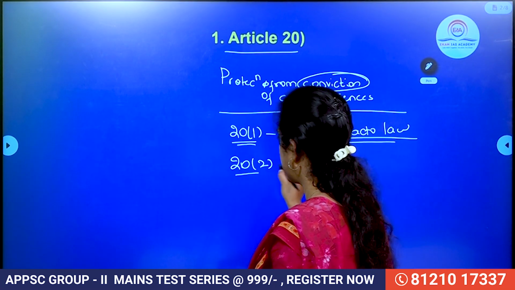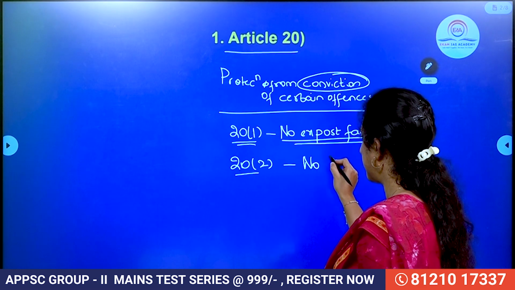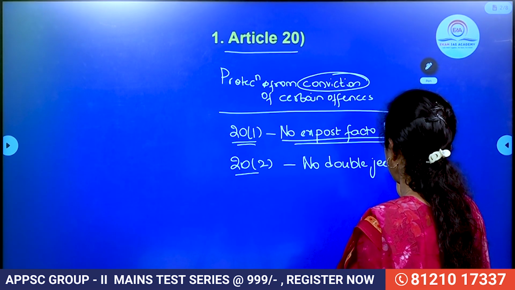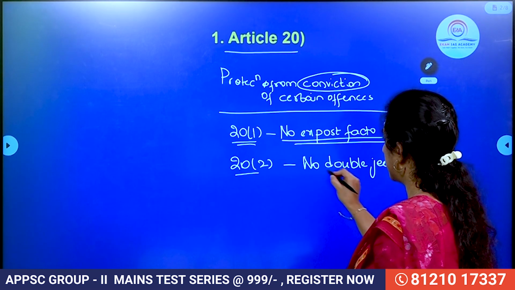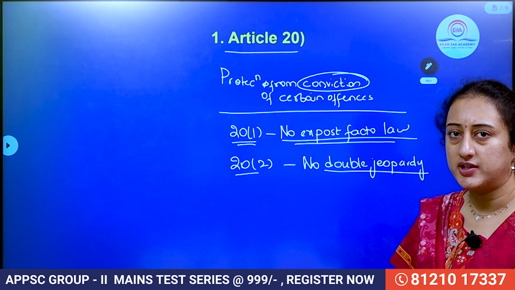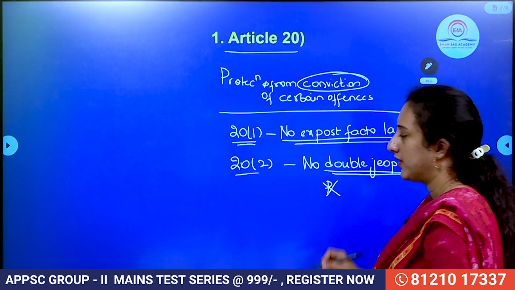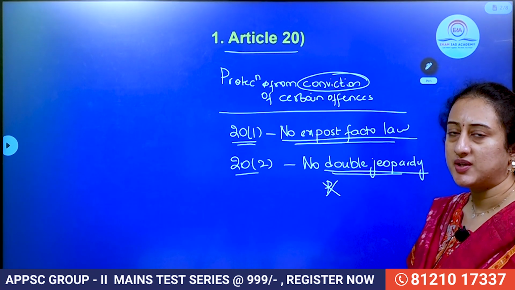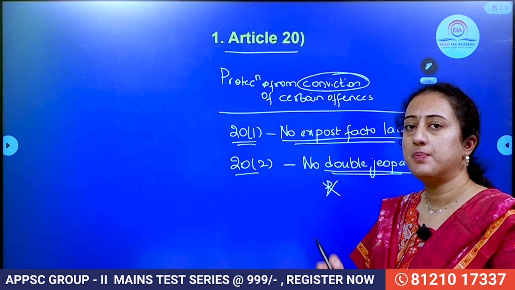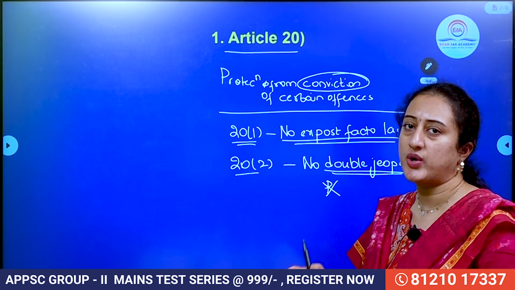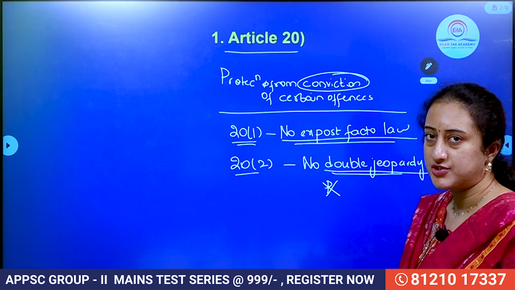Then Article 20 clause 2 talks about no double jeopardy. So what is the meaning of this particular term? No double jeopardy means one person cannot be punished for the same offense twice. That means if you have done something wrong, one punishment, once, that's it. You cannot punish the same person for the same offense twice. That is what no double jeopardy is.